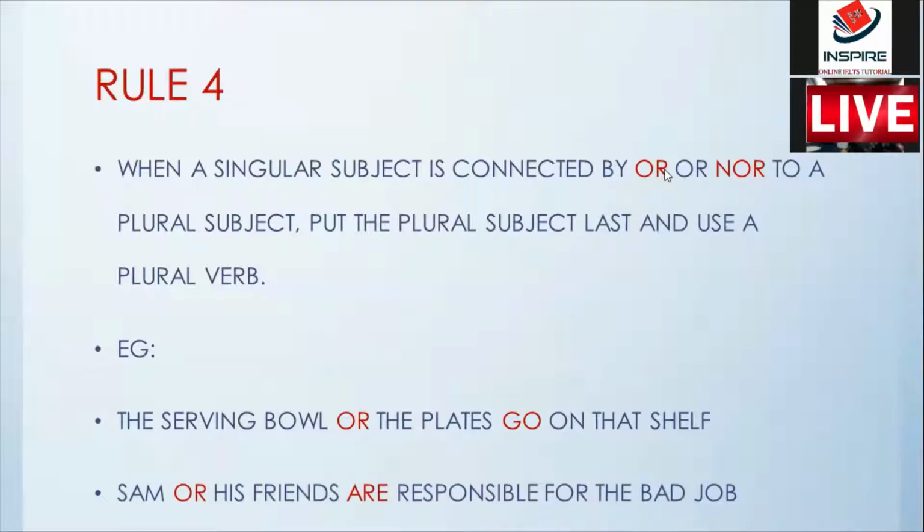Another example: Sam or his friends are responsible for the bad job. Here, Sam is a singular subject and it is connected with his friends, which is a plural subject, with or, and we have taken a plural verb called are. Okay, are responsible for the bad job. So that is the fourth rule.